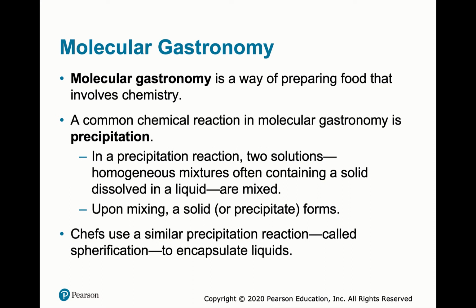Starting off, the hook in the book was talking about molecular gastronomy and its way of preparing food that involves chemistry. And the common reaction is precipitation. A precipitation reaction, which we will talk about later in this chapter, is when you have two solutions that are homogeneous mixtures. They have compounds that dissolve in water, but when you mix them, a new compound forms that no longer dissolves in water. And that compound that is not soluble in water anymore is called a precipitate. It falls from solution.